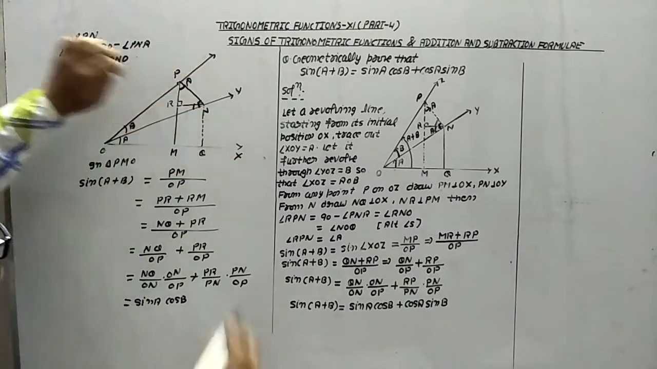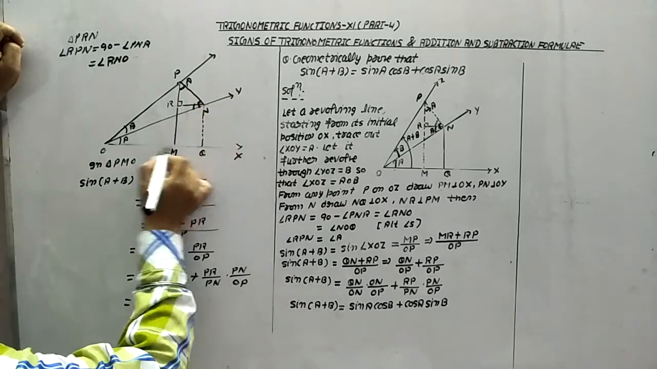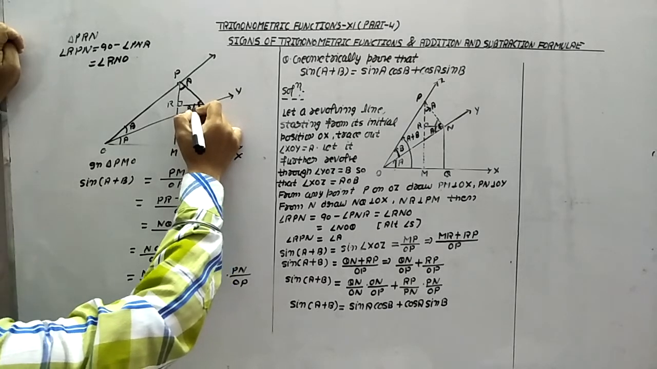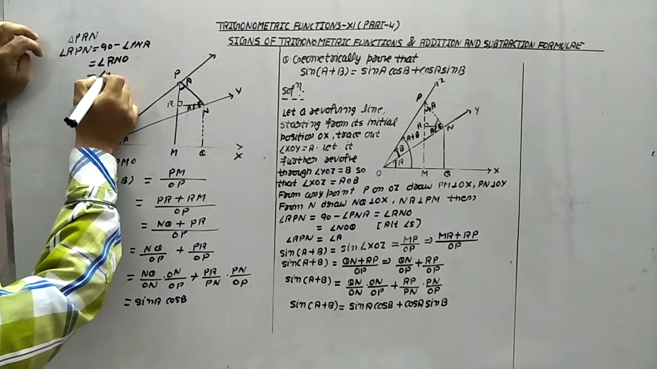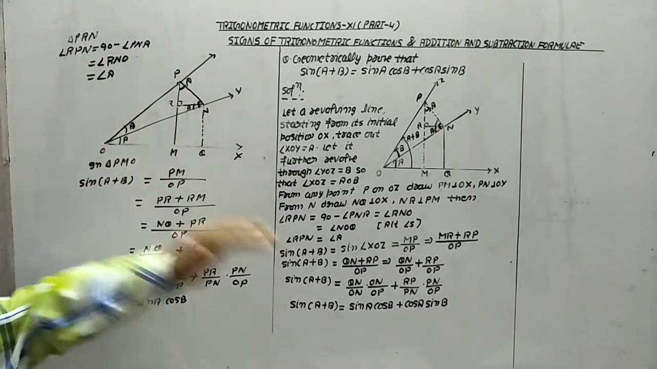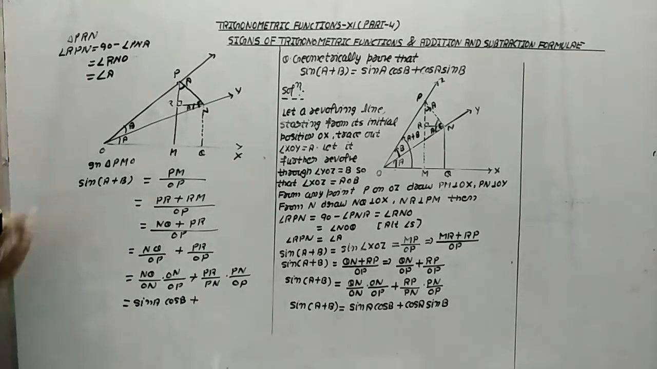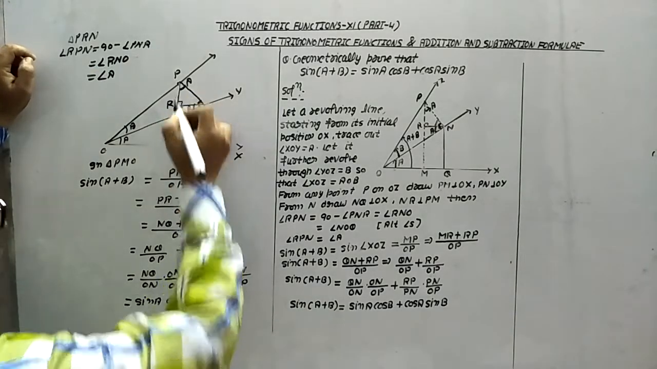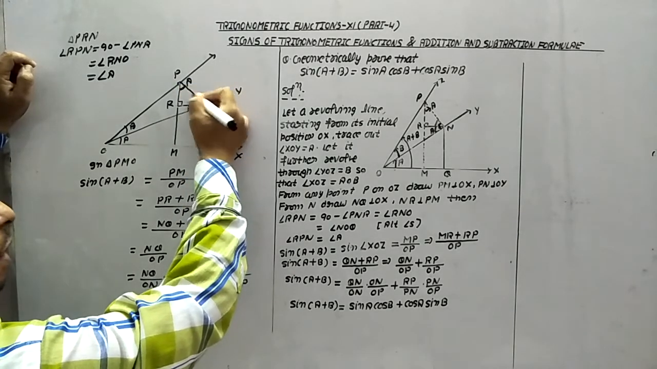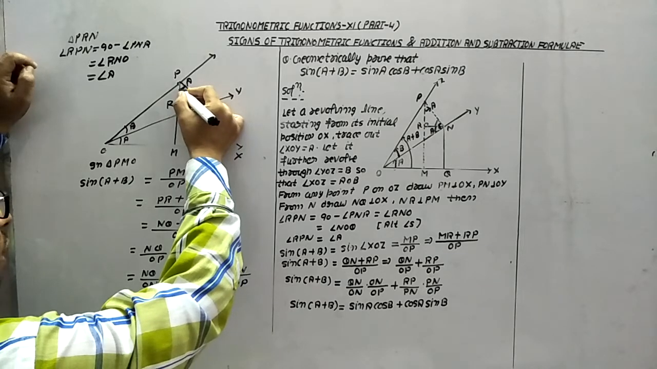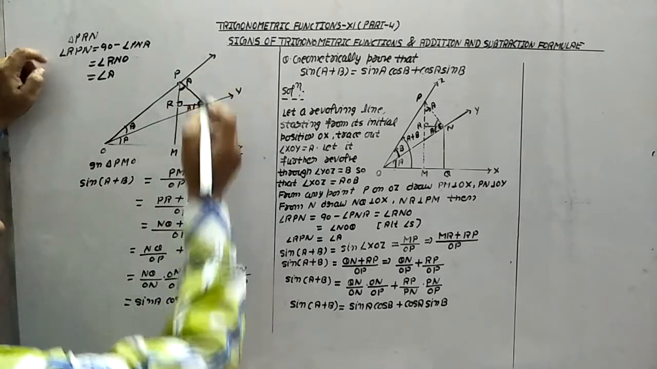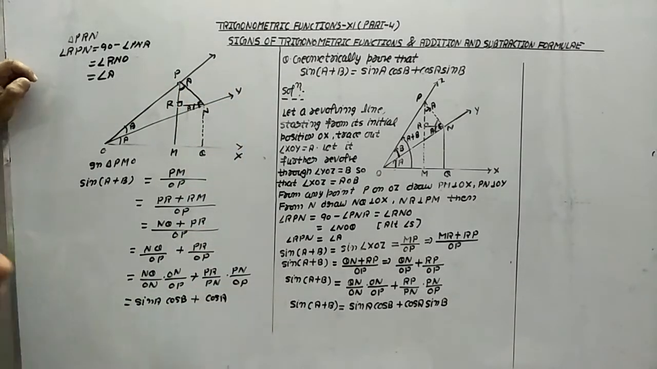Now look at this thing. This is parallel to this one, and this is the transversal. This is angle A. It means this is also angle A. And once this is angle A, it means angle RPN is also angle A, because we have to use this portion here. Now look at this thing. RP upon PN. This is the 90 degree. If we consider this angle, then RP upon PN, what will come? This will come cos A.